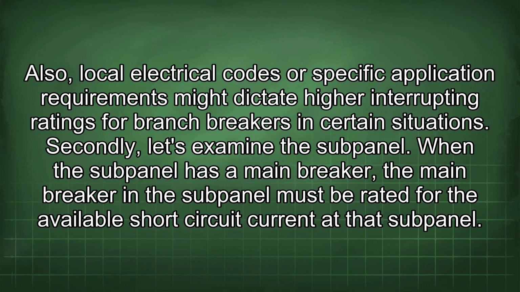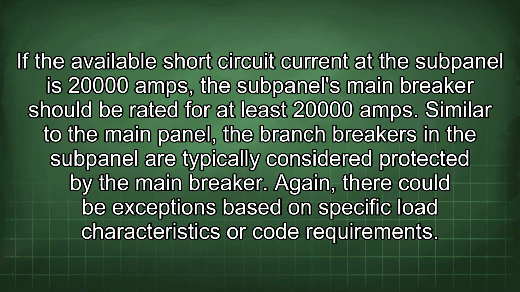Secondly, let's examine the subpanel. When the subpanel has a main breaker, the main breaker in the subpanel must be rated for the available short-circuit current at that subpanel. If the available short-circuit current at the subpanel is 20,000 amps, the subpanel's main breaker should be rated for at least 20,000 amps. Similar to the main panel, the branch breakers in the subpanel are typically considered protected by the main breaker. Again, there could be exceptions based on specific load characteristics or code requirements.